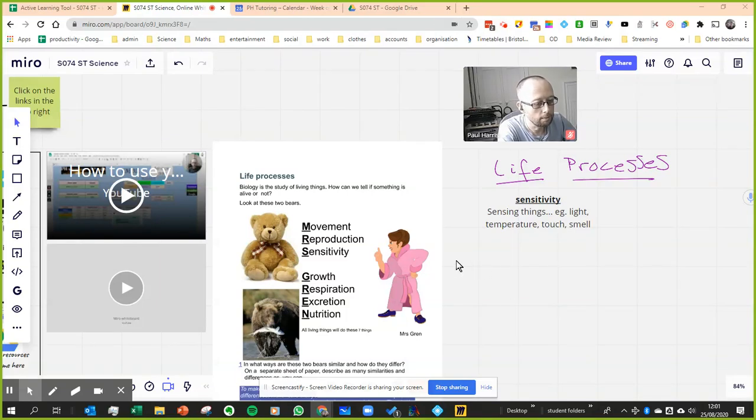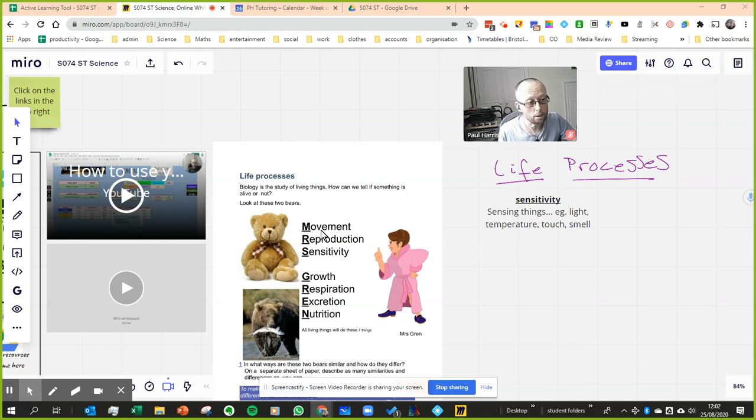So last lesson we looked at life processes, and we used this way of remembering Mrs. Gren. There's Mrs. Gren just there. So what we're saying is that all living things move, reproduce, have sensitivity, grow, respire, undergo excretion, which means they get rid of waste, and they eat, or get nutrients into their body, right? So movement's fairly straightforward, just moving.